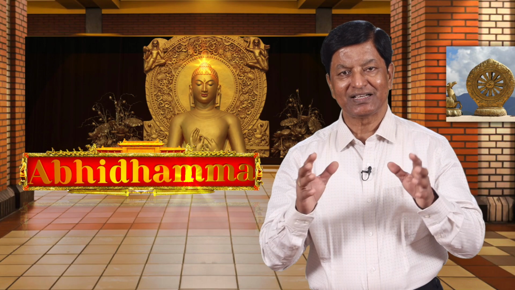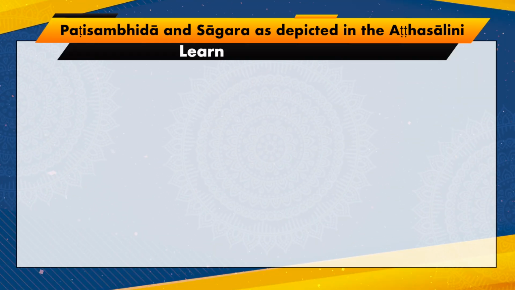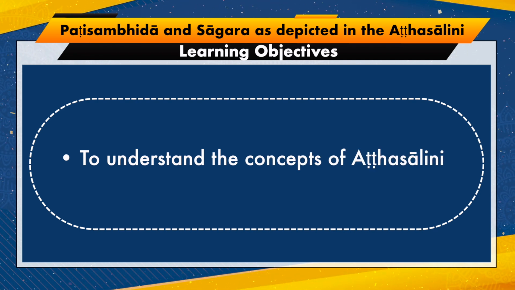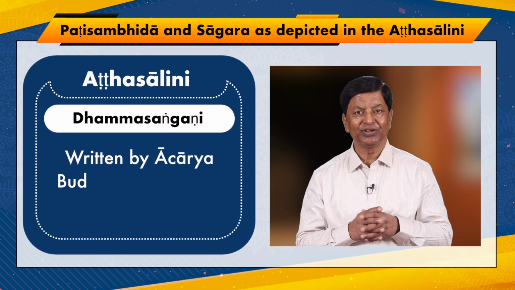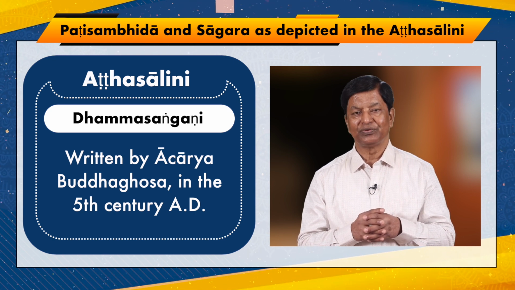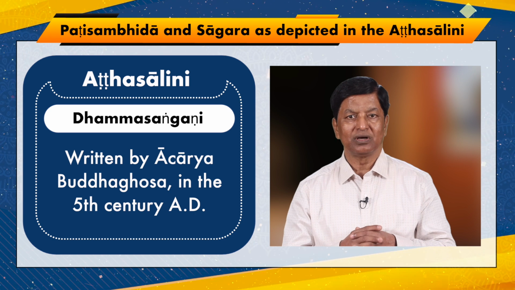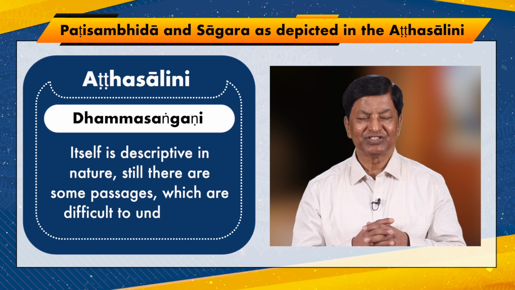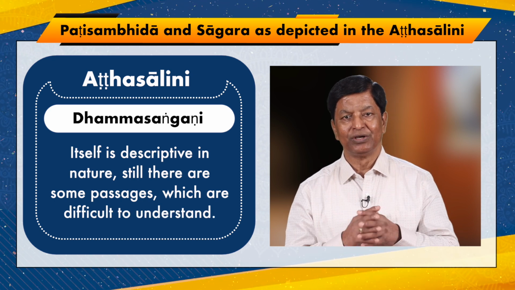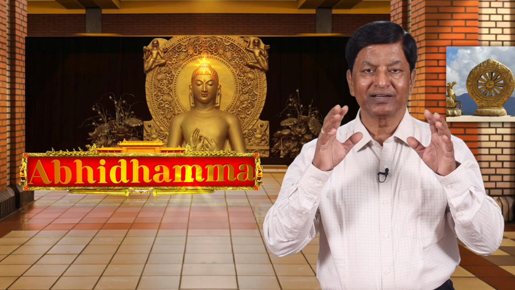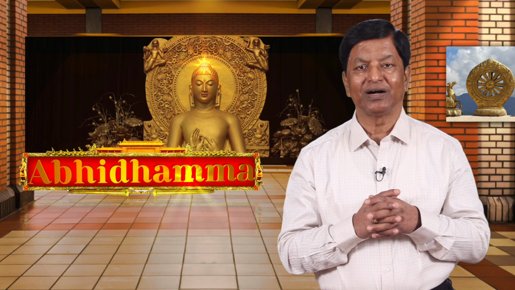Today we are going to discuss some of the concepts as depicted in Aṭṭhasālini. The objective of this module is to understand some of the concepts of Aṭṭhasālini. The Aṭṭhasālini is the commentary on the Dhammasangani written by Acharya Buddha Ghosh in the 5th century AD. Though the book Dhammasangani in itself is descriptive in nature, still there are some passages which are difficult to understand. It is for making them understandable that Aṭṭhasālini was written.